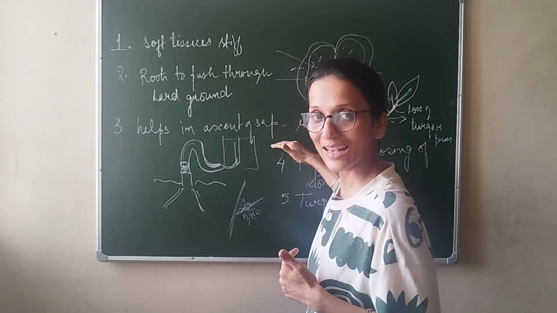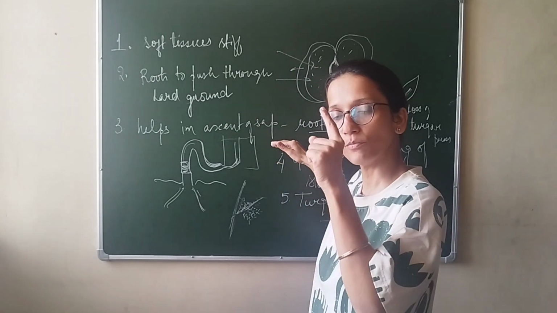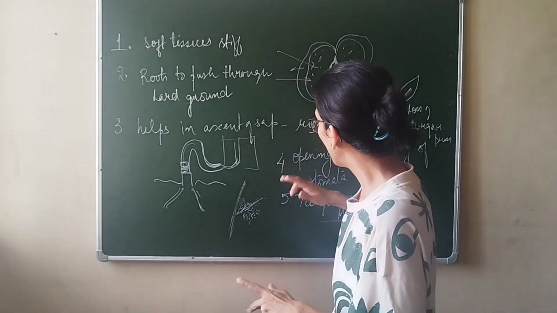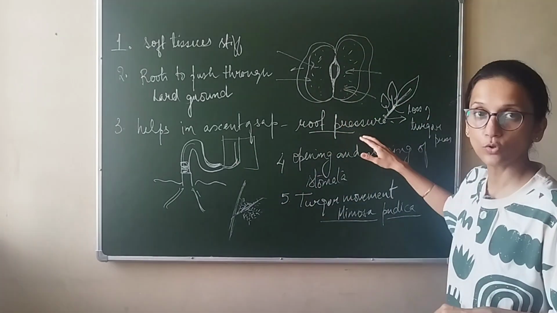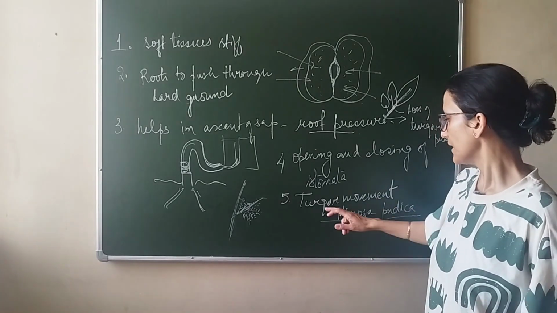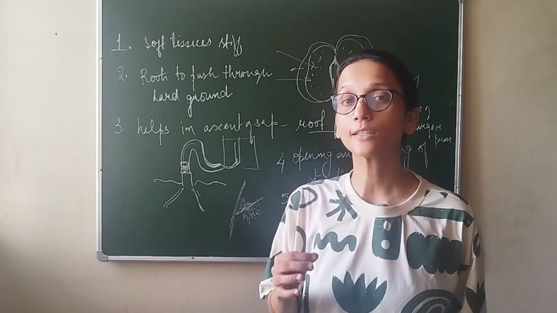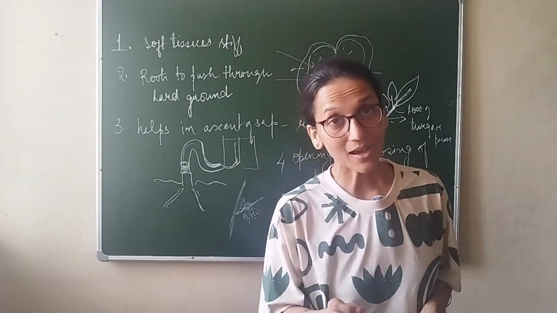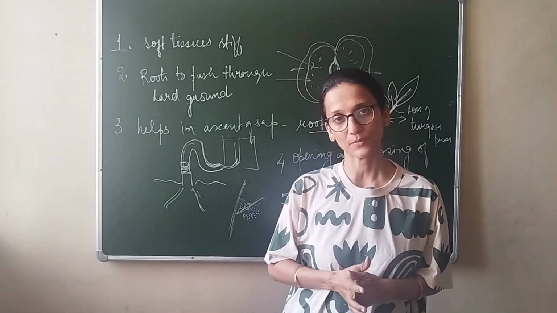Third, it helps in ascent of sap, which is the upward movement of water through the stem. Fourth, it helps in opening and closing of stomata, which is very essential in plants. And fifth, it helps in a phenomenon called turgor movement, where plants show movement due to loss of turgor pressure.